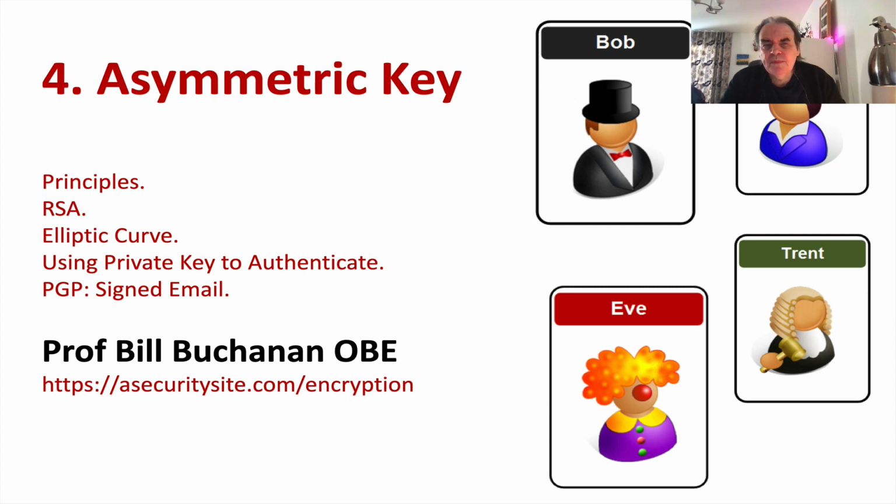In Unit 4, we'll look at the principles of asymmetric encryption or public key encryption, where Bob and Alice have a key pair, a public key and a private key, and where we can distribute our public key to anyone who wants it, but we use our private key to be able to sign for things and prove our identity. As part of that, we'll look at the core methods around RSA and elliptic curve, and then how we can use the private key to authenticate ourselves. And finally, we'll be looking at an example of signed email, where we can prove both the integrity and the signer of a message.